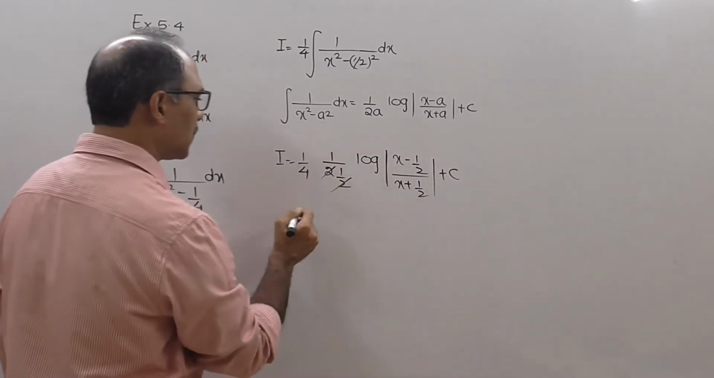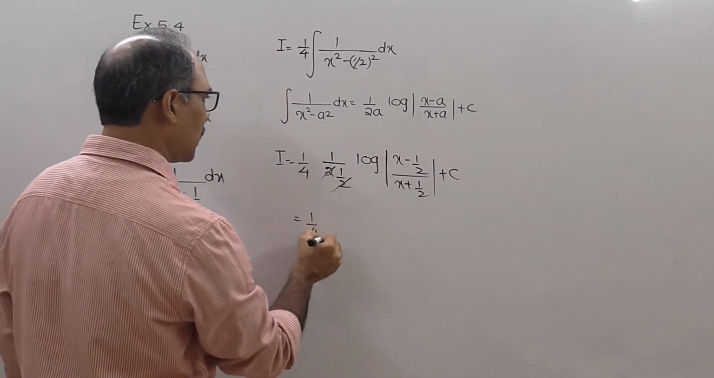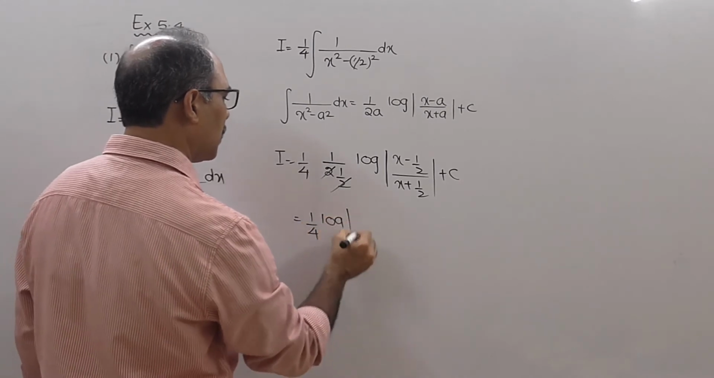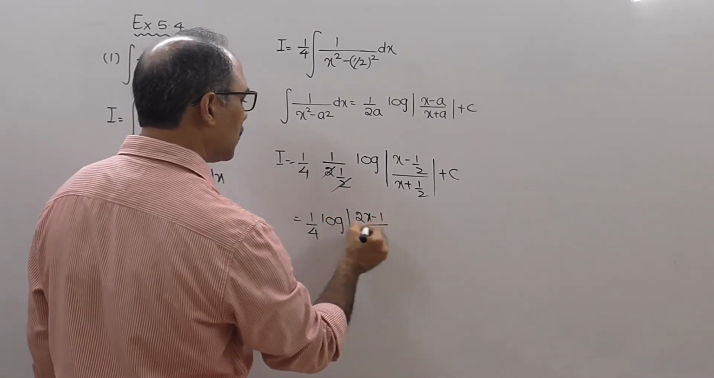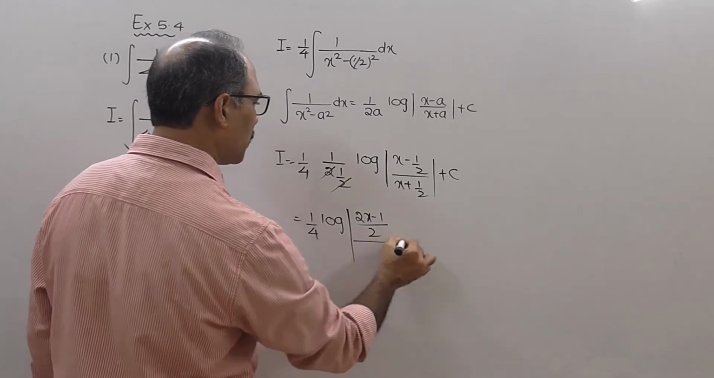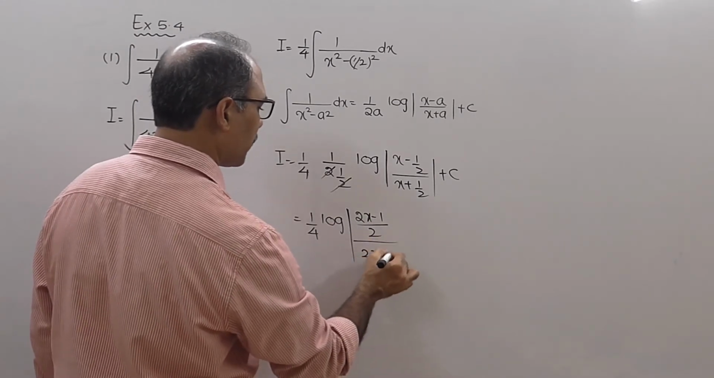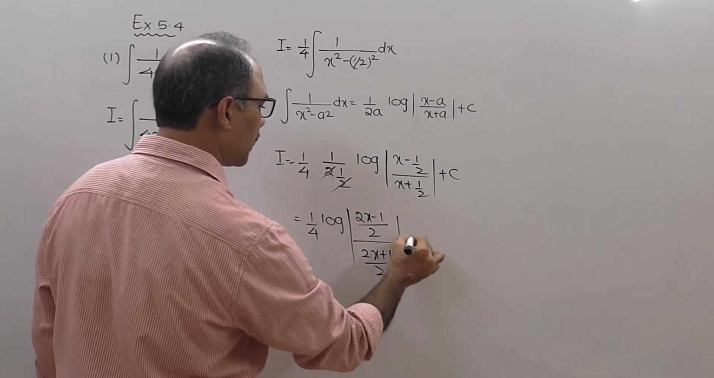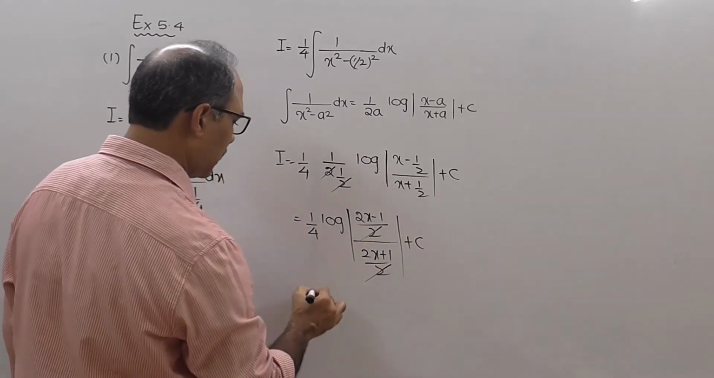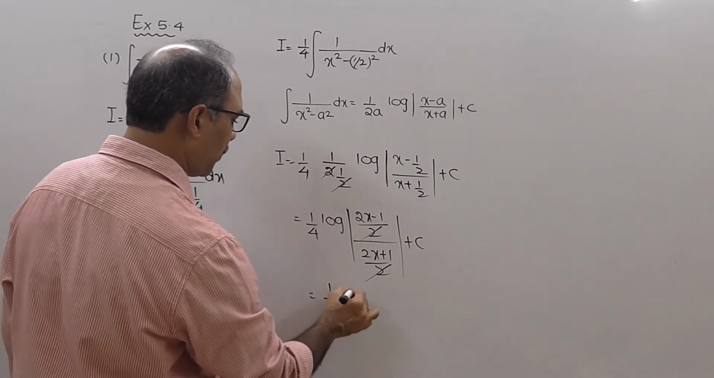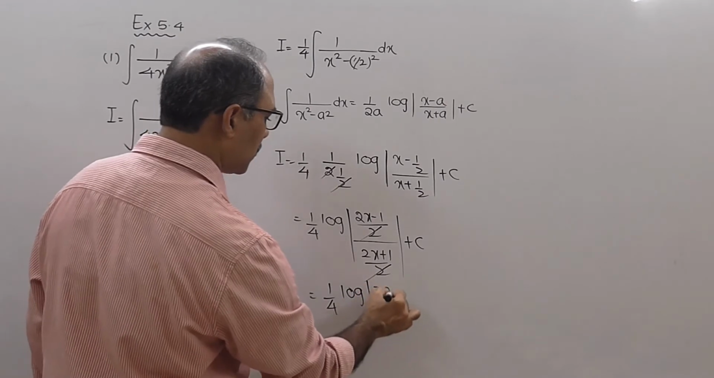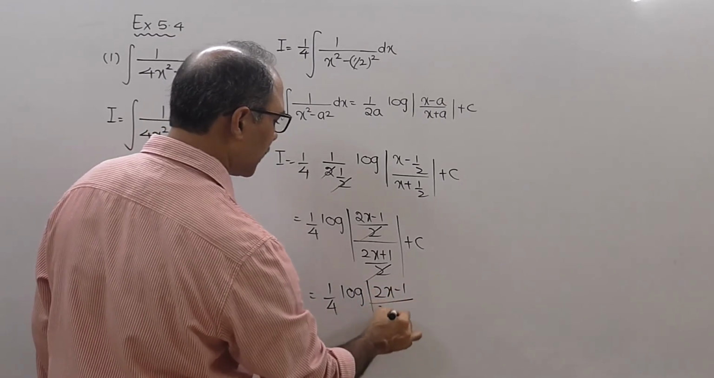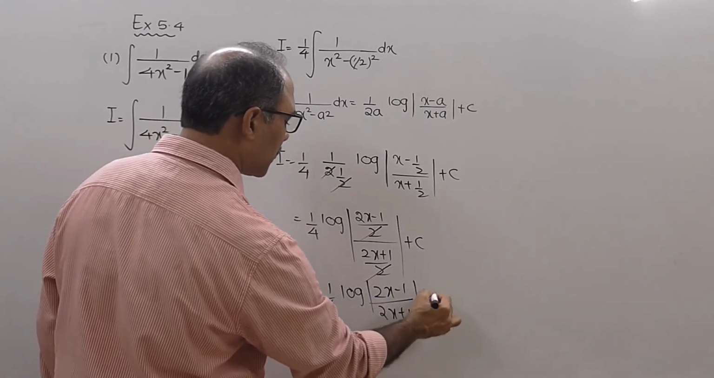You can cut this. I think you get this as 1 upon 4 log modulus 2x minus 1 upon 2, the whole upon 2x plus 1 upon 2 plus c. Cut it. You get the answer as 1 upon 4 log modulus 2x minus 1 upon 2x plus 1 plus c.